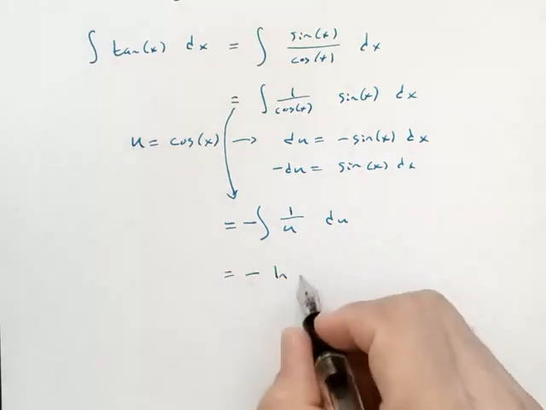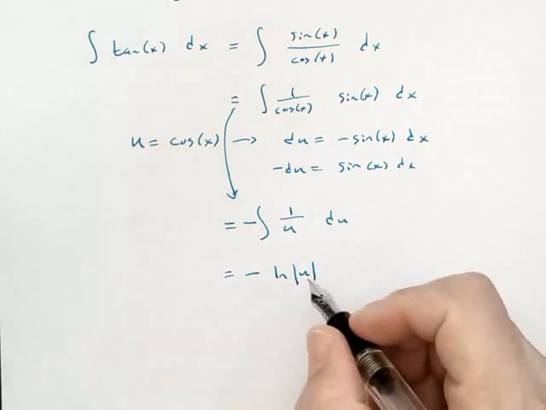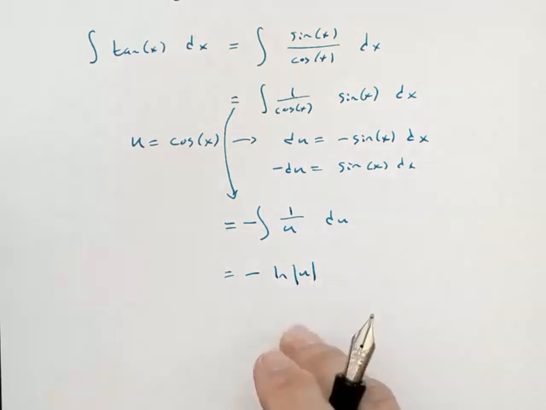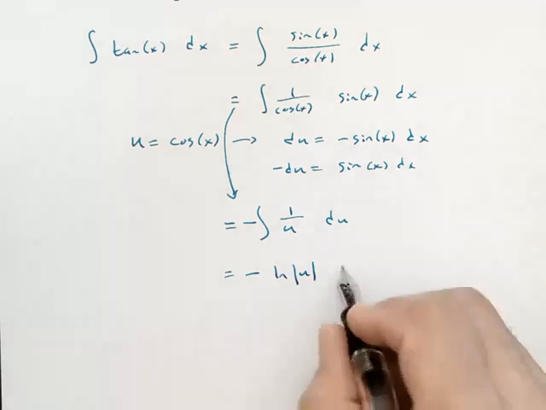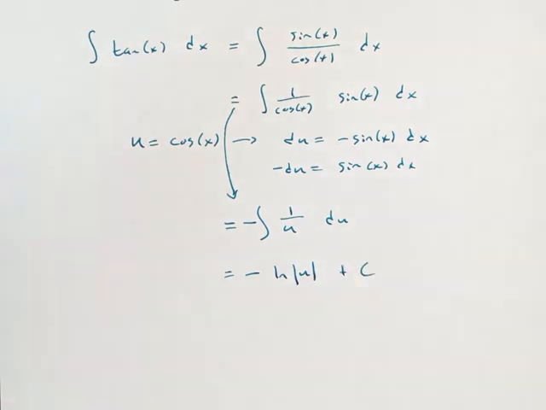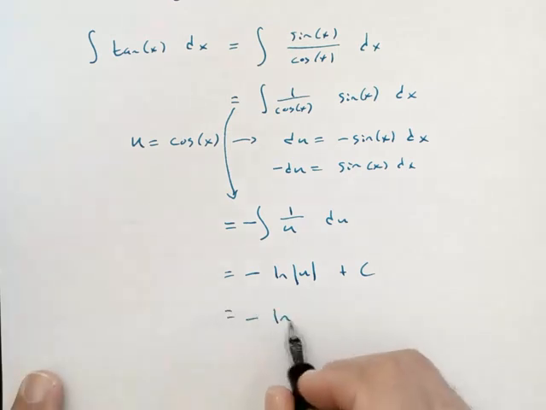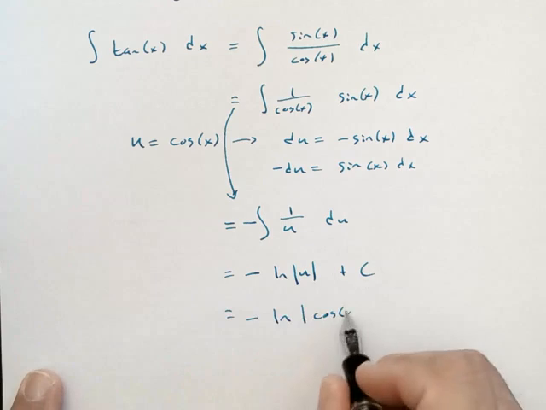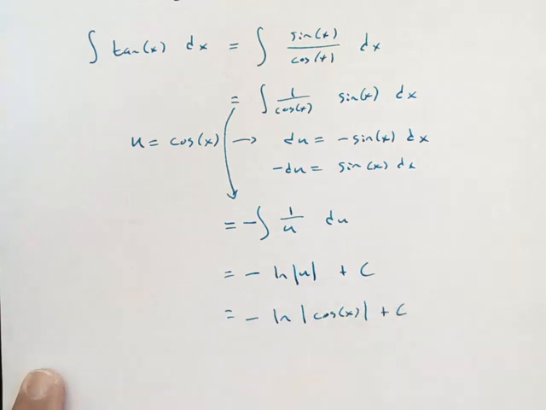Minus ln absolute value. That's the tricky part from Monday. I have to remember that ln's get absolute values when I'm doing antiderivatives. Plus c. I started with an x, I need to finish with an x. This is minus ln absolute value cosine of x plus c. And I am perfectly happy with that.